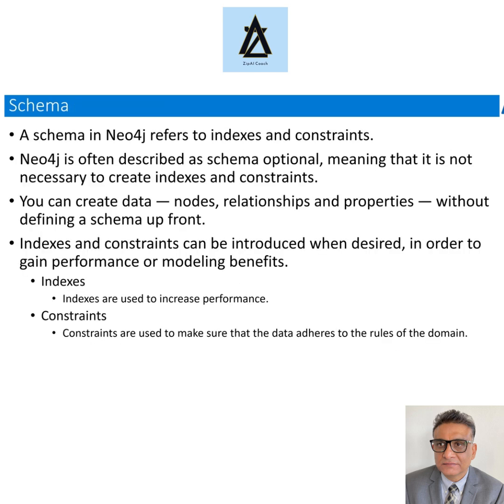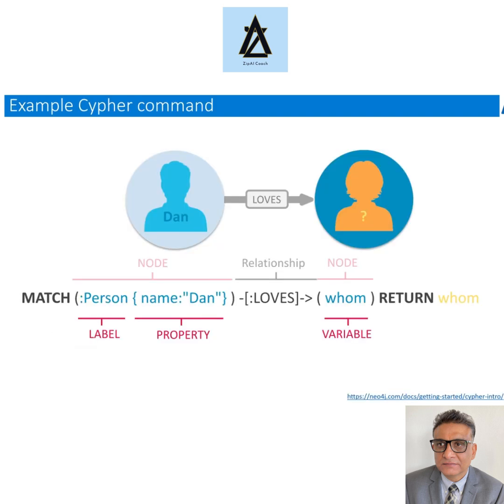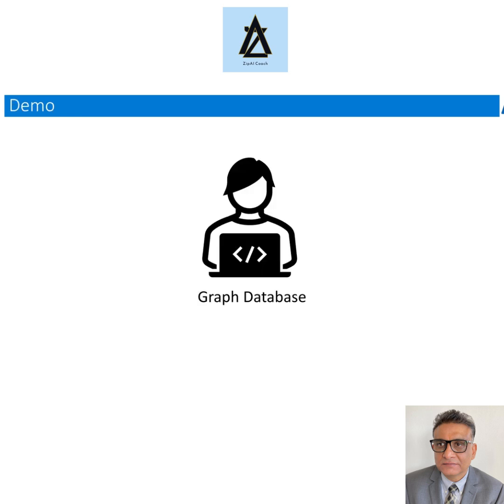And then you have indexes and constraints, which are basically how you increase performance. These indexes are very similar to relational database indexes. And constraints are again very similar, where you define what data types and what values it can have, and that gives you better control on your data attributes. Like I mentioned, we'll write a Cypher command, and then it will become very clear. And let's look at that. And that's pretty much about graph databases.